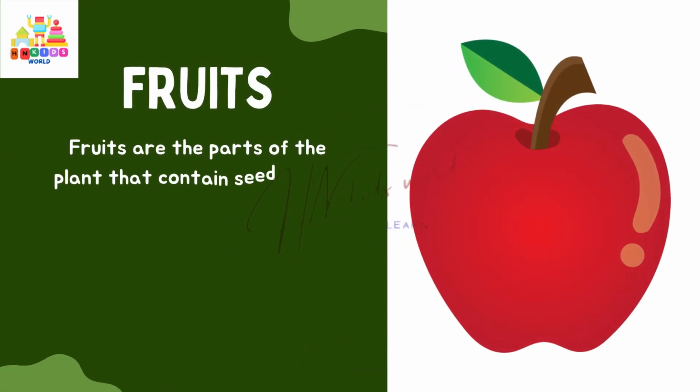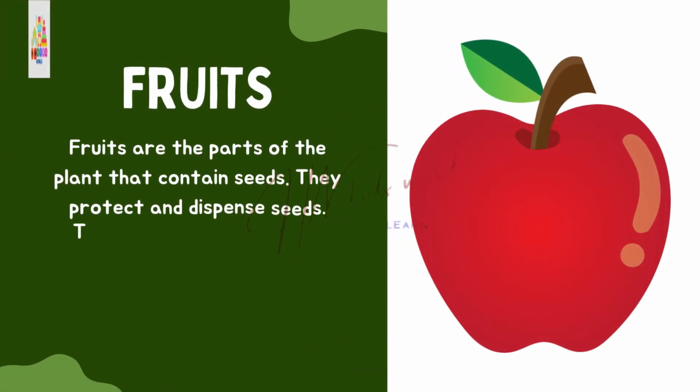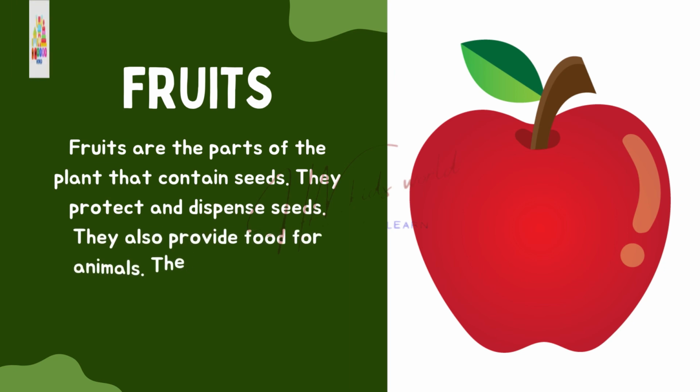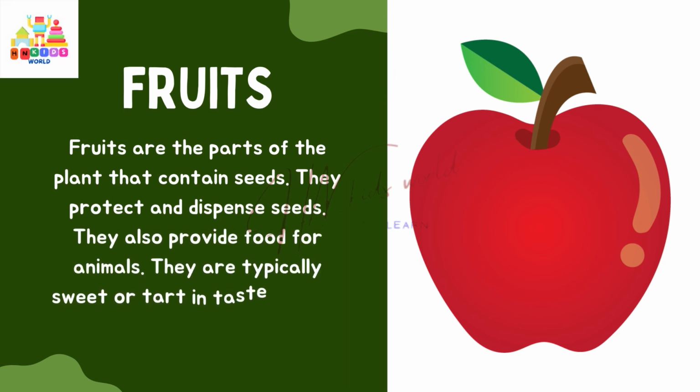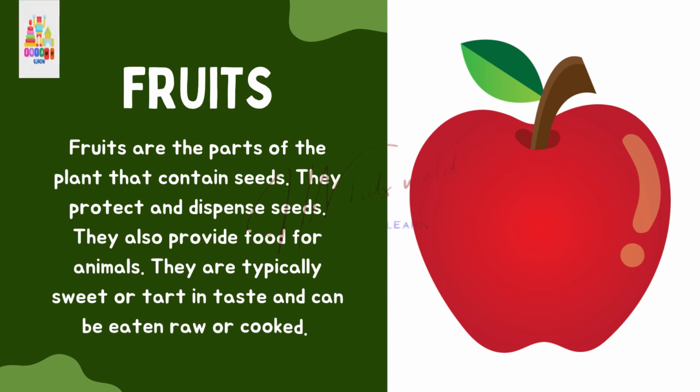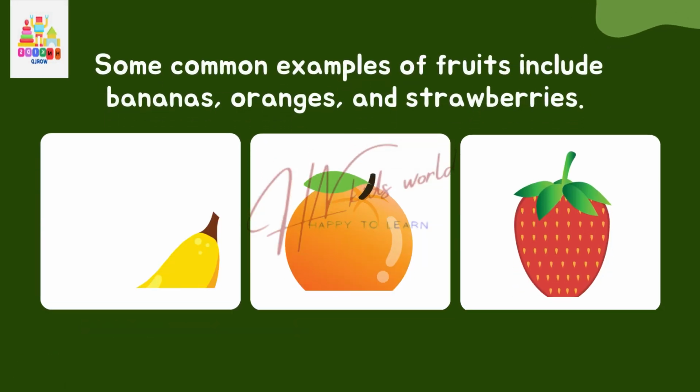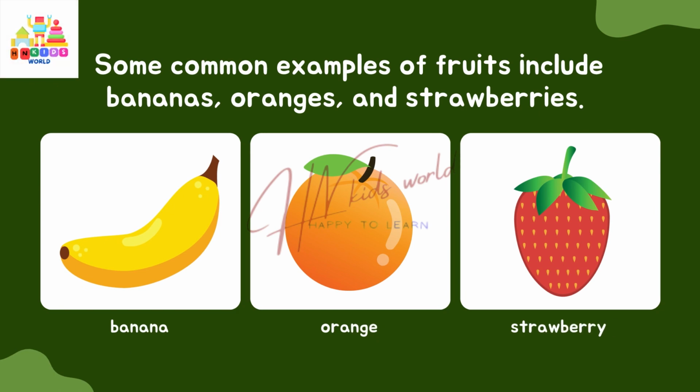Fruits. Fruits are the parts of the plant that contain seeds. They protect the dispersed seeds. They also provide food for animals. They are typically sweet or tart in taste and can be eaten raw or cooked. Some common examples of fruits include bananas, oranges, and strawberries.